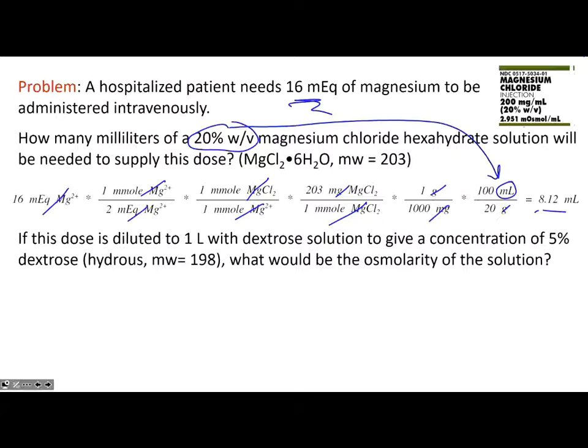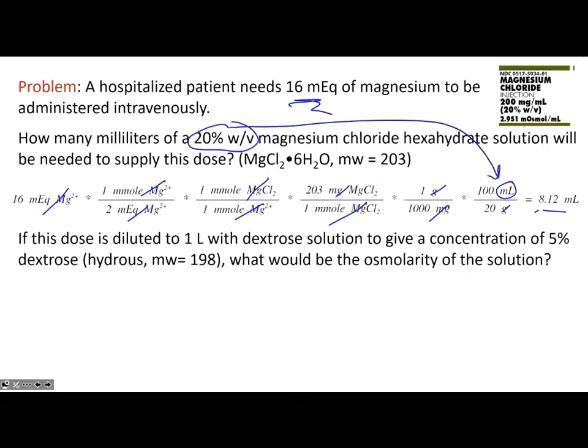What does D5 stand for? 5% dextrose, or dextrose 5%. So again, we're putting our magnesium in D5W and basically asking what would the final osmolarity of that solution be. So instead of milliequivalents, we're talking about osmolarity, or milliosmoles. Can we do it? We can do it.